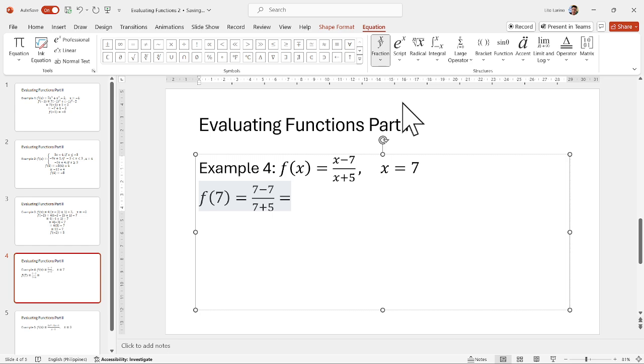And this is equal to, let's continue this. What is 7 minus 7? Is 0. And 0 over 12, 7 plus 5 is equal to 12. Thus, this is equal to 0 divided by 12 is equal to 0. See, 0 divided by any number is 0. Thus, the value of this rational function, f of x equals x minus 7 all over x plus 5, when x is 7 is 0.